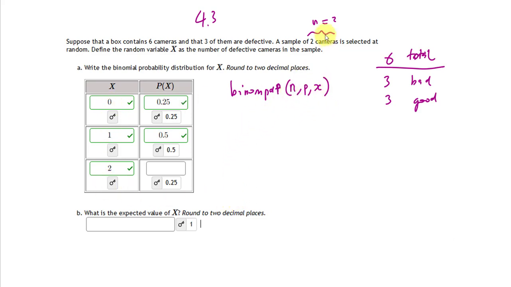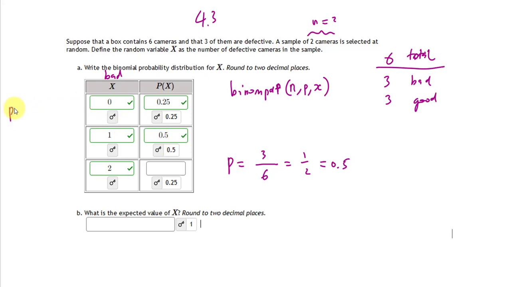So again, n is the number of trials. We have 2 cameras selected, so n equals 2. P is the probability of success. Remember, we have 6 total and 3 good ones, so p is 1/2, or 0.5. And then x is 0, 1, 2, because you are selecting 2 cameras, so you may get no bad one at all, or 1 bad one, or the maximum of 2 bad ones. So x is the number of bad ones.